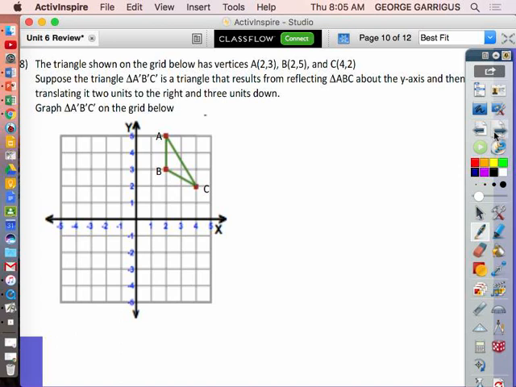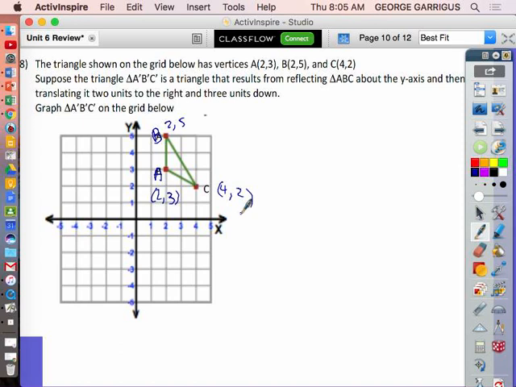Problem 8. The triangle shown on the grid below has vertices at A, 2, 3. Okay, so this actually has a problem here. We know that, let's call this A here, 2, 3. Let's change this: this is A, and that's B, because they have a typo. So change that on your paper. A is at 2, 3, B is at 2, 5, and C is at 4, 2.